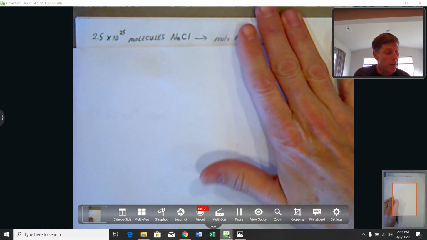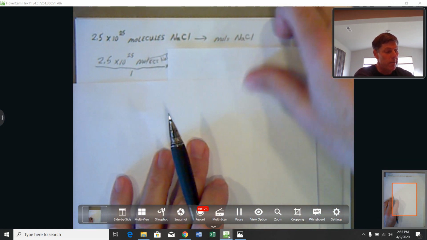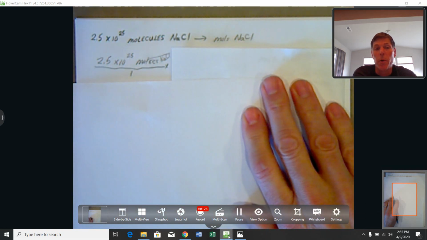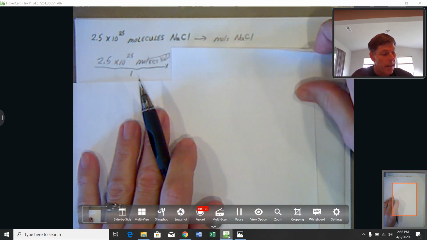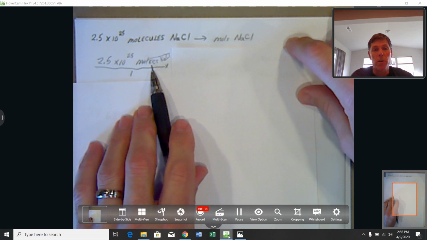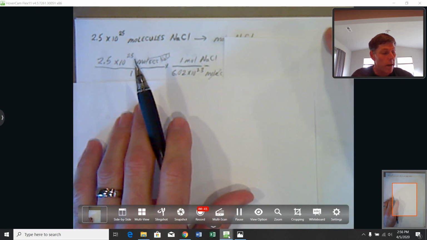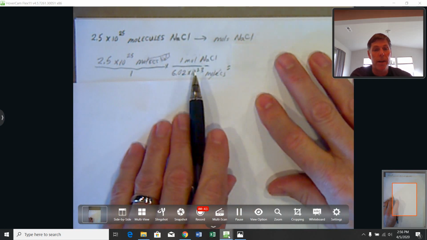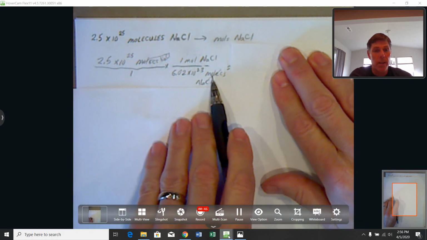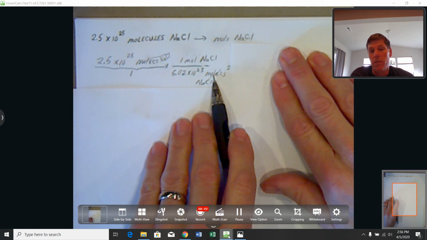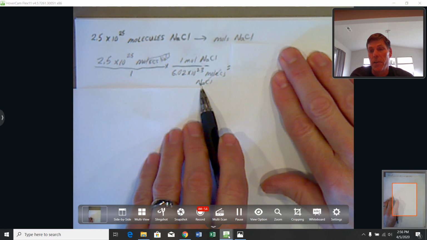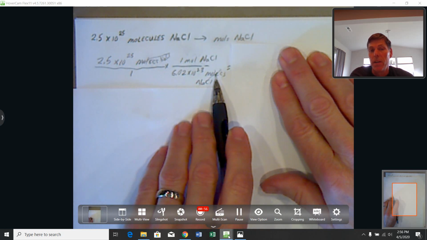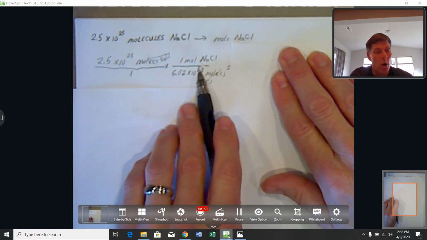So the first thing we're going to do is write down the given information, all we know, and put it over 1. So we've got the 2.5 times 10 to the 25th molecules of NaCl over 1. And then I know I need to get rid of molecules of NaCl. So what I need to do is write what I want to get rid of, whatever that unit is, on the bottom of the next cell. So I've got molecules of NaCl up here, molecules of NaCl down here, so they're going to cross cancel.